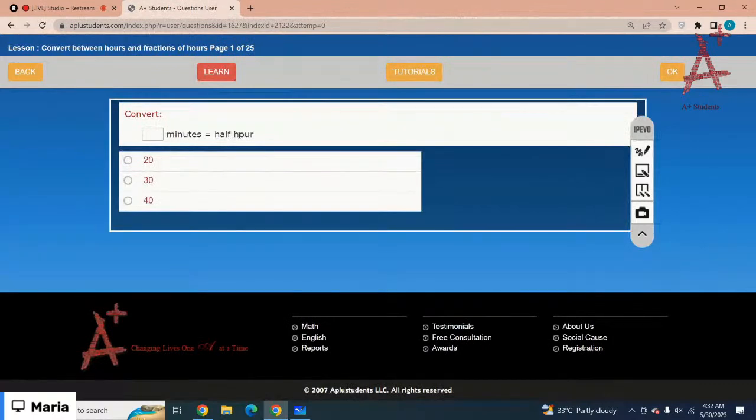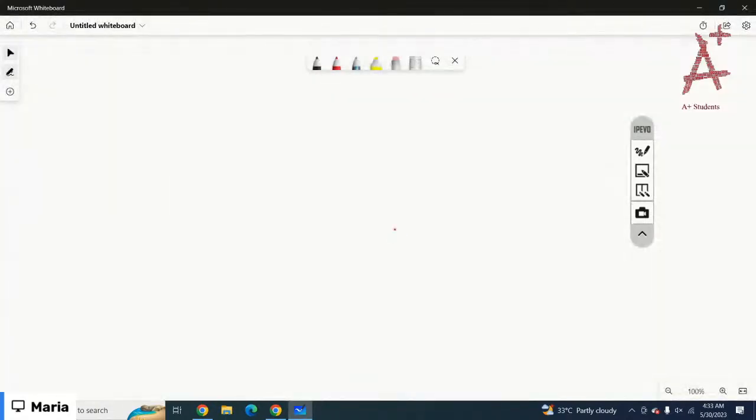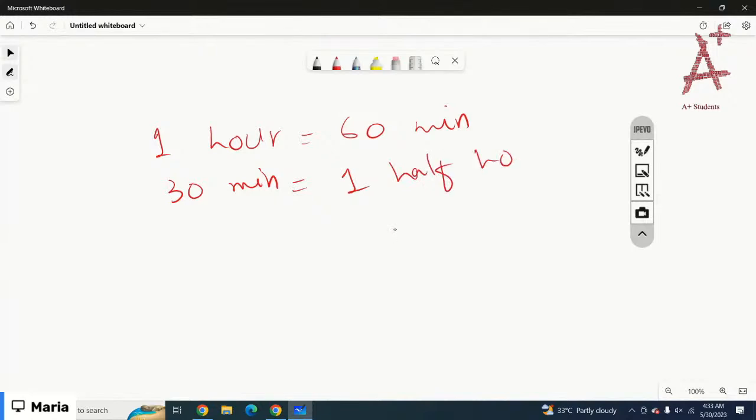Okay, how many minutes equal half hours? Which is the correct option? Let's understand the concepts. Basically 1 hour equals 60 minutes. If you have 30 minutes, 30 minutes is 1/2 hour. Got it? Because 30 and 30 makes 1 hour. Then you have 15 minutes. 15 minutes is 1 quarter hour. Got it?